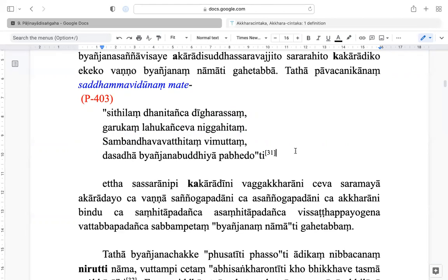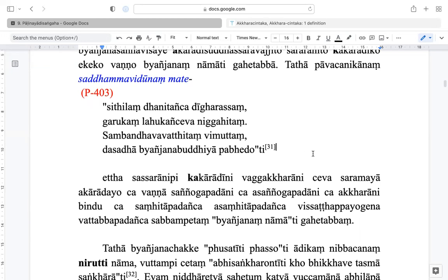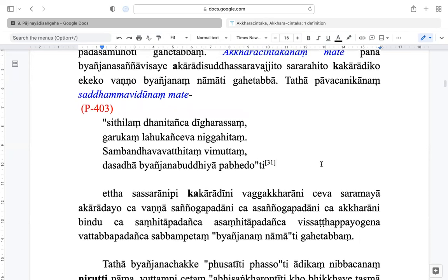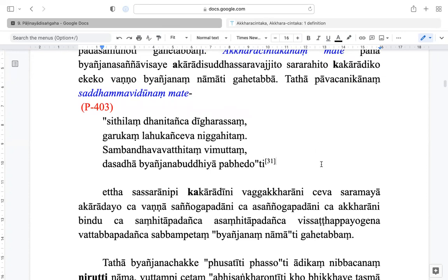Hello, Sayadaw. So "dasada". How to translate "dasada"? Which one? The last, the "dasada". Giving the sound. So now you can understand how important the word Sambanda is. "Dasada". "Dasa" means 10.